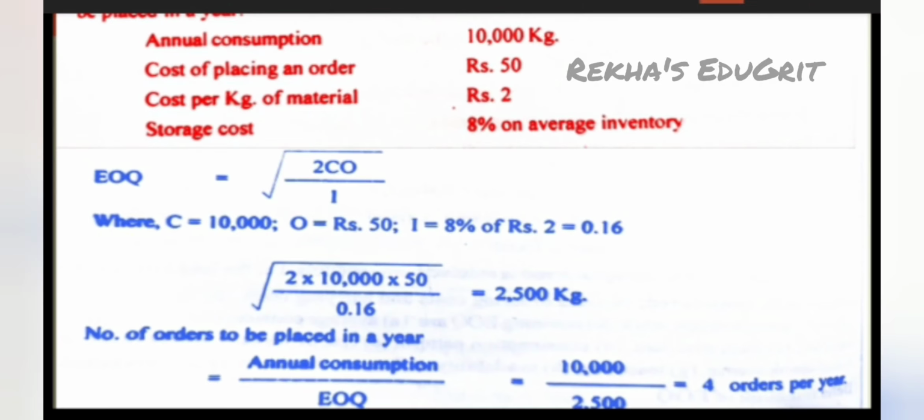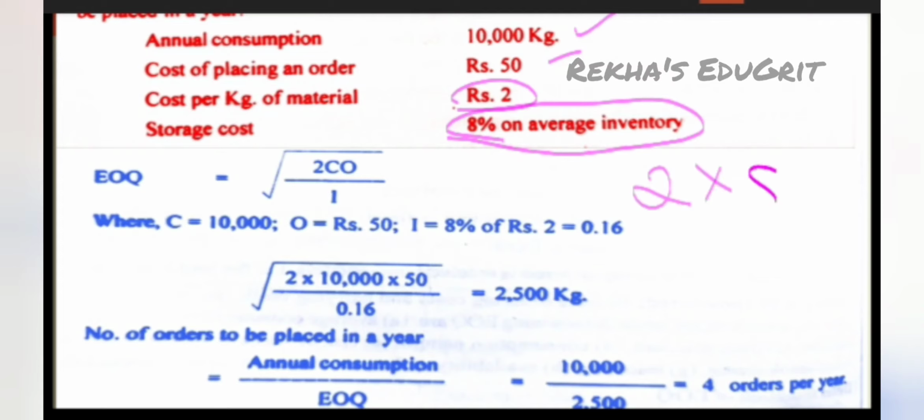Here C denotes the annual consumption, 10,000. Then O denotes the cost of placing an order, rupees 50. Next, in order to calculate carrying cost, in the question it is given as 8% on average inventory. So 8% on average inventory, where cost per kg is given as rupees 2. So 2 into 8% we will get 0.16. Now we can apply it in the formula.